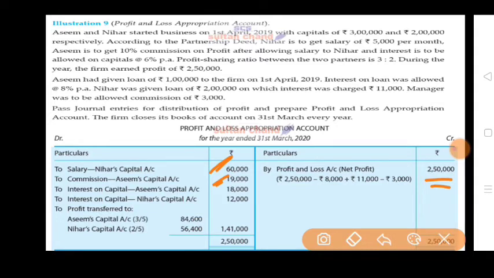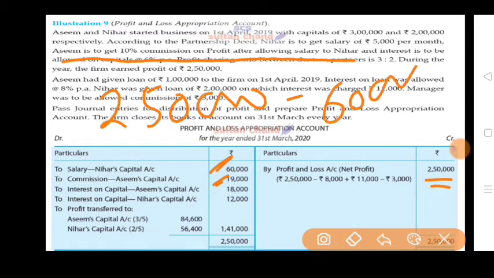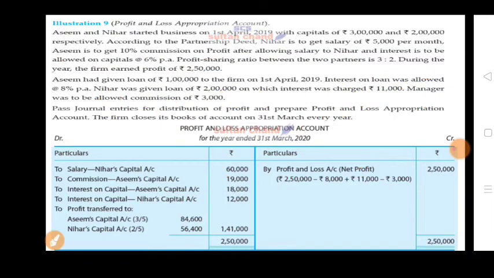Now how does commission come? They were saying that Asim is to get 10% commission on profit after allowing salary to Nehar. So the profit is 2,50,000 and after allowing a salary of 60,000, the profit will remain 1,90,000. So we have to give 10% commission to Asim on this 1,90,000. So 10% of 1,90,000 will be 19,000. This will be the commission which we will pay to Asim. Then interest on partner's capital, that was 6% of 3 lakh, 18,000, and 6% of 2 lakh, 12,000. It will also be debited.